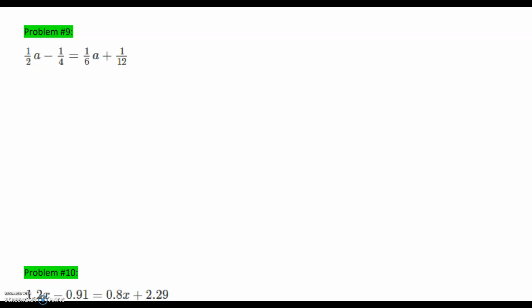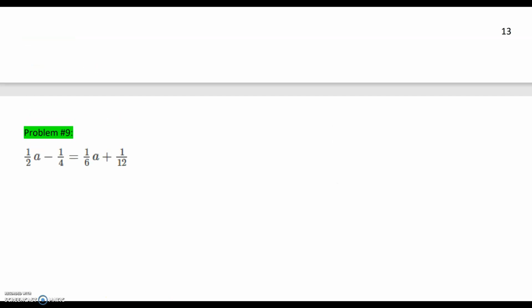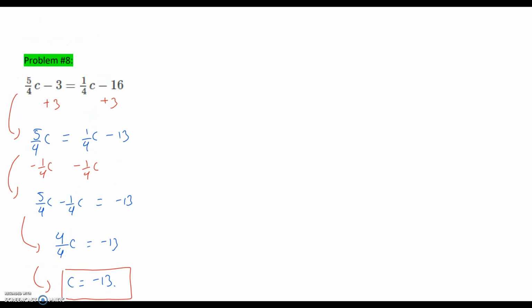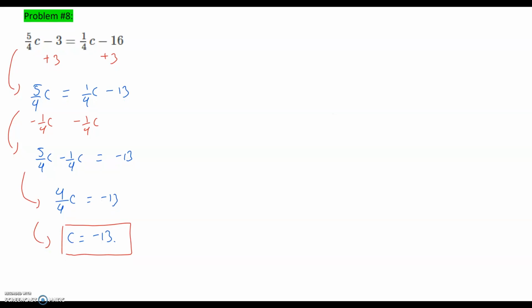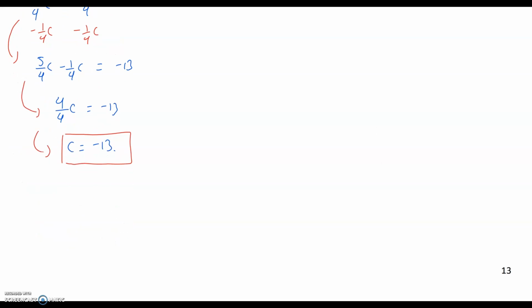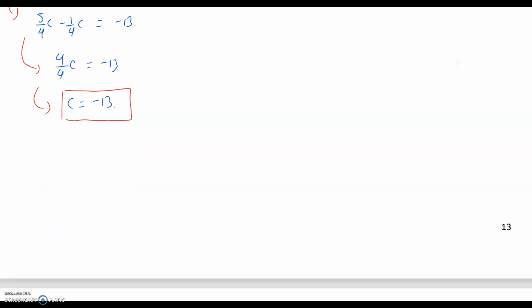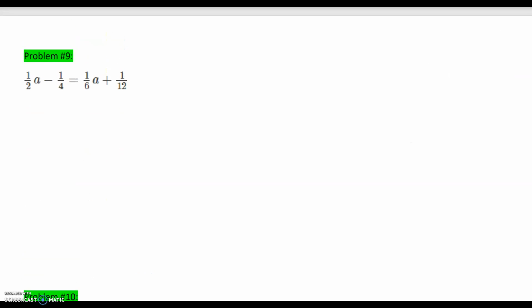Hi class, let's take a look at problems 9 and 10. For both of these problems, I'm going to use a slightly different approach than what we did on the previous problems. So for example, on problem 9, let me reference a similar problem where we actually work with the fractions. As you can see here, we subtracted the 1/4 and we basically deal with the fractions throughout. And what I'm going to do on this problem is the following approach.